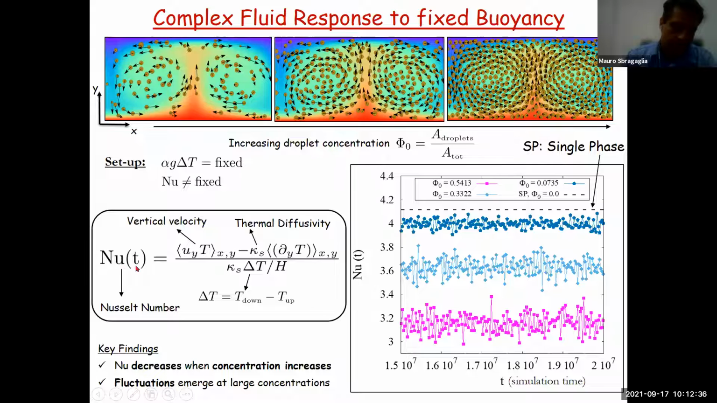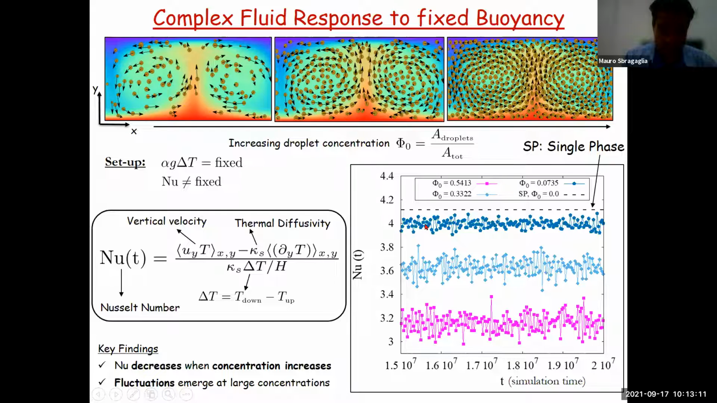That's a dimensionless number that physically expresses the importance of advection with respect to conduction. By definition, the Nusselt number is equal to 1 when we are in a conductive state. The Nusselt number is larger than 1 if there is a contribution of advection to the heat transfer. Here we see the Nusselt number as a function of time for different emulsion concentrations, starting from a situation where we have no droplets to situations where there is a finite concentration of droplets.